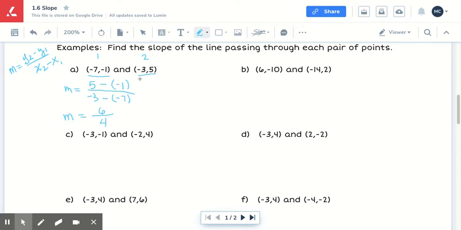And finally, we would want to reduce that as much as possible. So 6 over 4, 6 and 4 are both even numbers, so they're both divisible by 2. So 6 divided by 2 is 3, 4 divided by 2 is 2. So my slope for the line that contains these 2 points is 3/2. We'll do one more of those together.